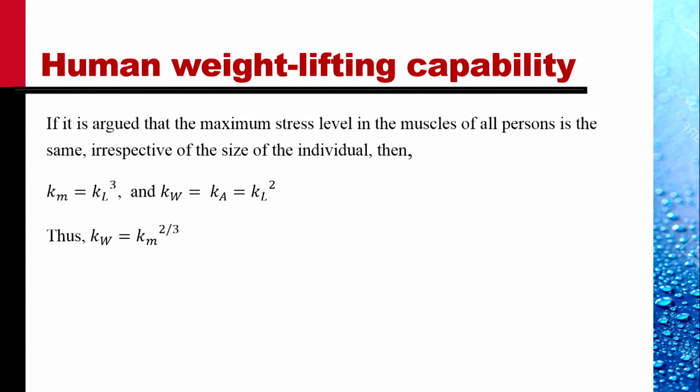To repeat, if it is argued that the maximum stress level in the muscles of all persons is the same irrespective of the size of the individual, then Km, the scale factor of the mass of the individual, is like KL cubed, and KW, the weight lifted, is like K of area, K stress being 1. And so KW is like KL squared. So the scale factor for the weight lifted, KW, should be like the scale factor of mass raised to power 2/3.